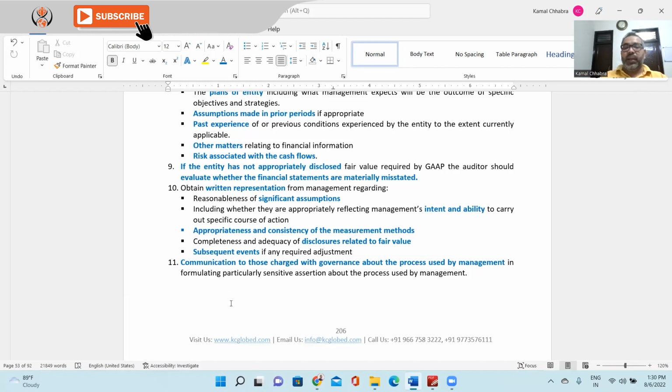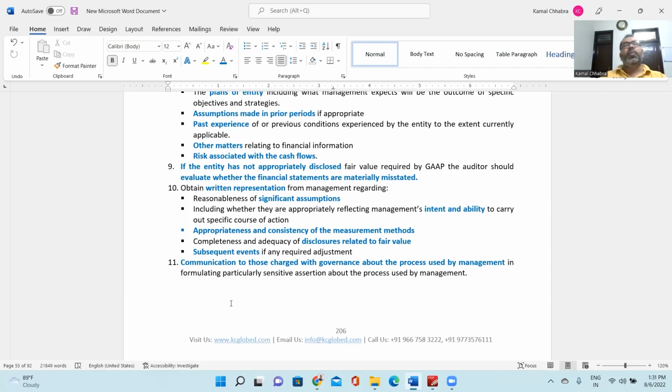10th point is obtaining a written representation. This is also mandatory, especially for the significant accounting estimates area. It's mandatory to take the specific written representation from the management in the management representation letter.